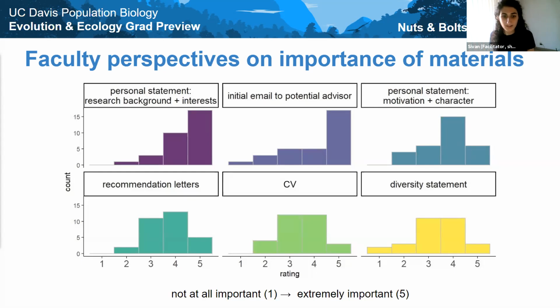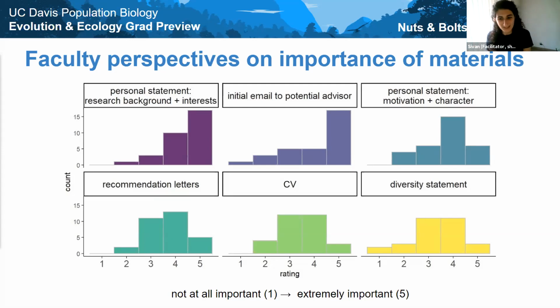And so I ordered these different categories by highest to lowest rating. Starting on the top left, the highest rating is the part of the personal statement that covers your research background and interests. But still, you see there's a lot of variation there. Next highest rated is your initial email to this potential advisor. So I think that many people thought this was extremely important, which is echoing everything that we said: make those connections.